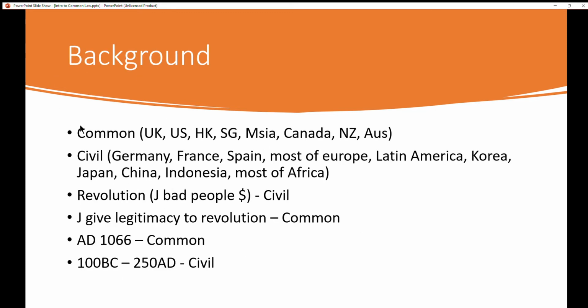So, common law came from the UK, and then it went to the US, Hong Kong, Singapore, Malaysia, Canada, New Zealand, Australia. So all these countries are big common law systems. Most of the world actually follows a civil law system: most of Europe, most of Latin America, South Korea, Japan, China, Indonesia, and most of Africa.